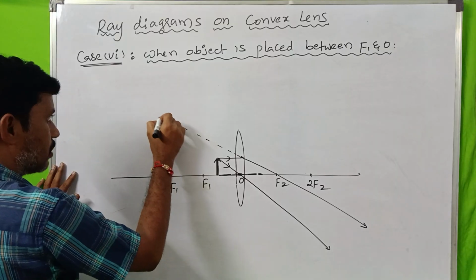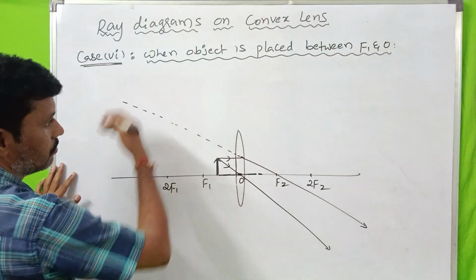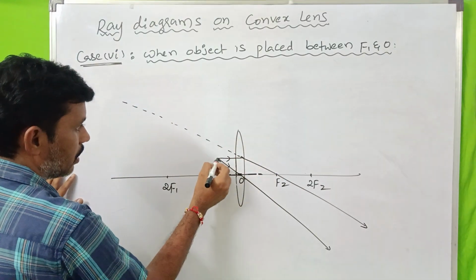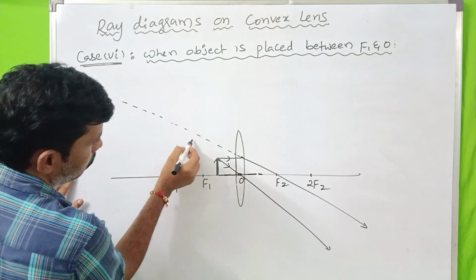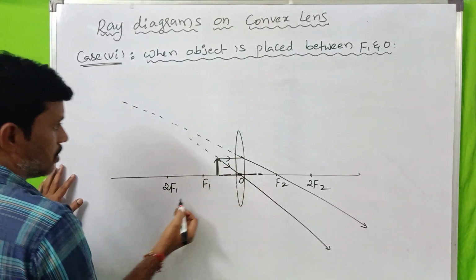If we extend back like this, this ray, and this can also be extended back. So I can extend it like this.